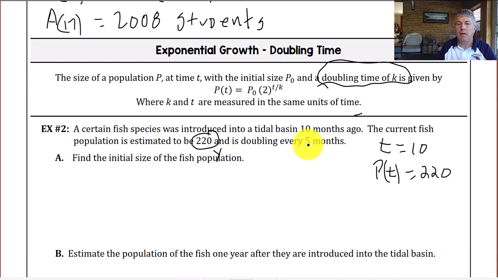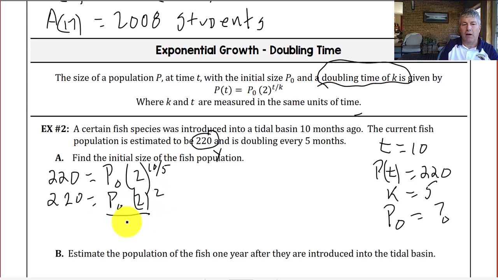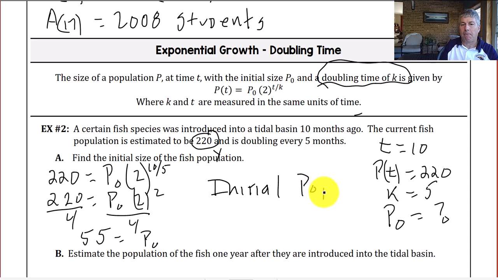So our doubling time is 5, so k is 5, and P sub 0 is our unknown. So putting everything into our function, we have 220 equals our output, P sub 0 is our unknown, we are doubling, and our t over k is 10 over 5. So 220 equals P sub 0 times 2 squared, which is 4. We divide both sides by 4, and we get 55 equals P sub 0. So we can estimate the initial population of fish was 55 fish.